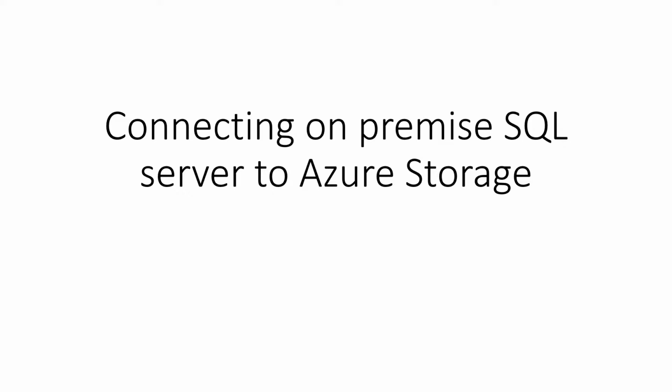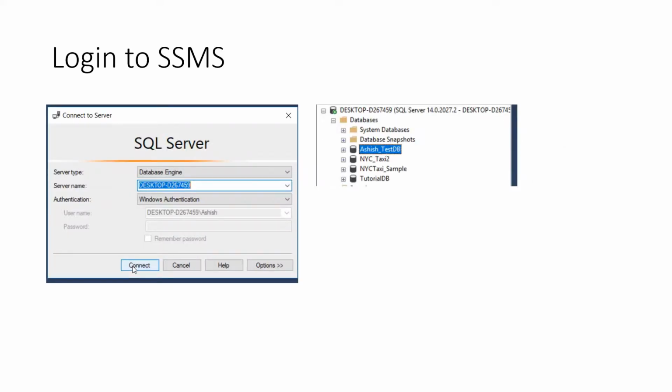Okay, so the first thing is you log into your SQL Server Management Studio, which is on your local machine or local environment. You can see here, in this case, this is the server name, and we have many databases under that server. Suppose we want to focus on this particular database and move it to the Azure portal.